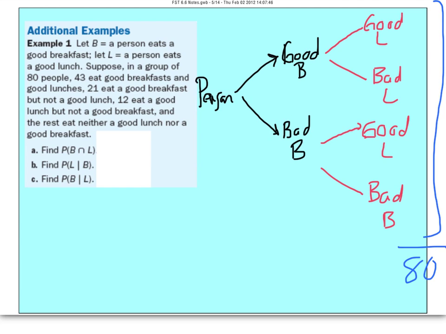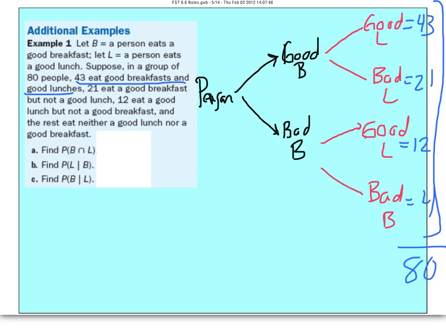So here it says 43 eat good breakfasts and lunches. So good breakfast and good lunch would actually end right here. So this is 43 people that do that entire branch. 21 eat a good breakfast, but not a good lunch. So good breakfast, but not a good lunch is 21. 12 eat a good lunch, but not a good breakfast. So a good lunch, but not a good breakfast is this guy right here. And the rest eat neither. So if you look at it, 43, 21, and 12, if you subtract that from 80, you're going to get that the difference is going to be 4 people. Great. Now we have the tree.